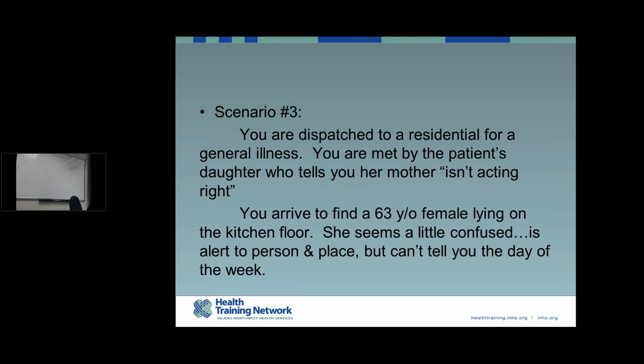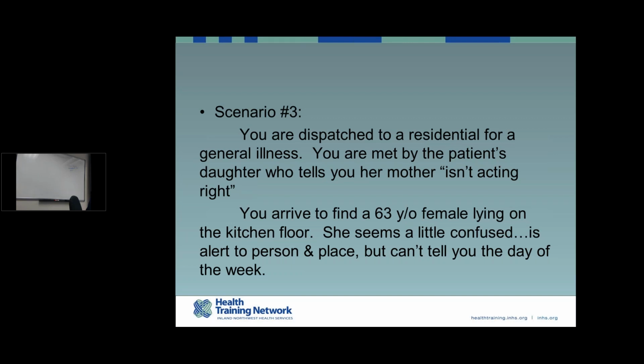Okay, so let's see, "isn't acting right" would give me a clue. Daughter tells you, daughter should know the history of mom, right? So "isn't acting right" would give me a clue. Because she happens to be an old lady, and I can speak from experience, old lady in terms of lying on the kitchen floor. Why is this significant right here?